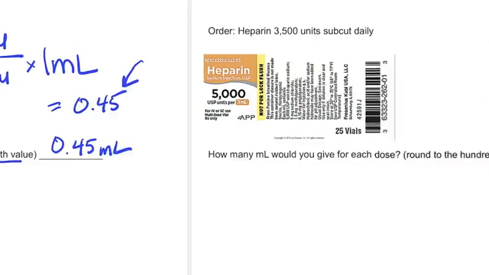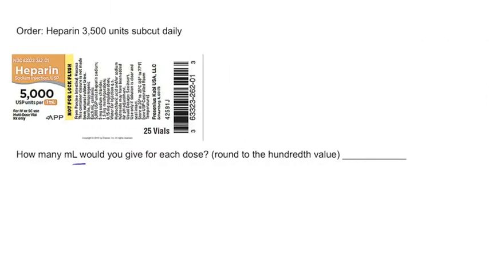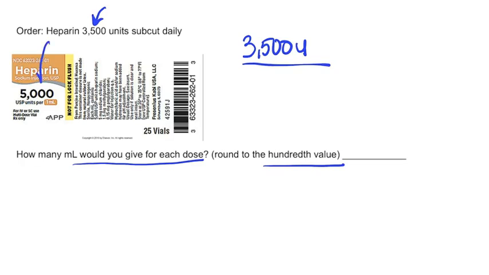Okay. Next question, milliliters per dose, round to the 100th. Here's my doctor's order. I have 3,500 units. And what do I have in here? Looks like I have 5,000 units times 1 milliliter again. Okay. So I'm going to get rid of 2 of the zeros and 2 of the zeros. So I'm going to take 35 divided by 50, and that equals 0.7.